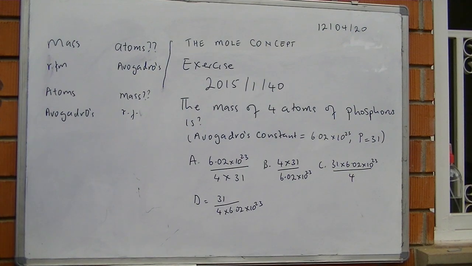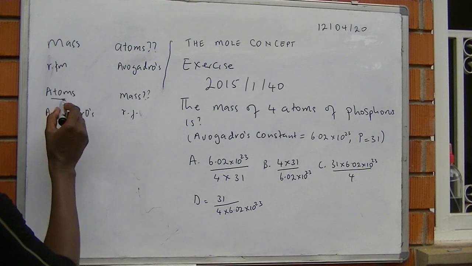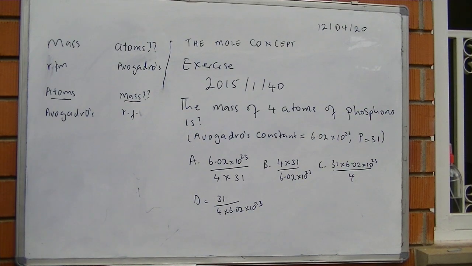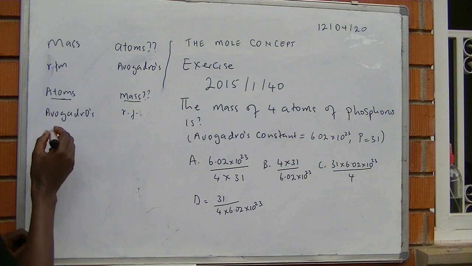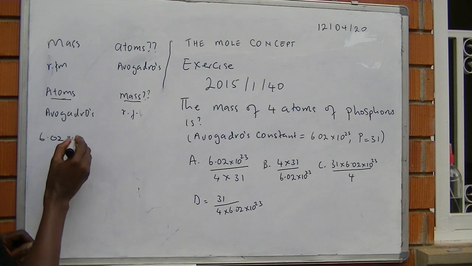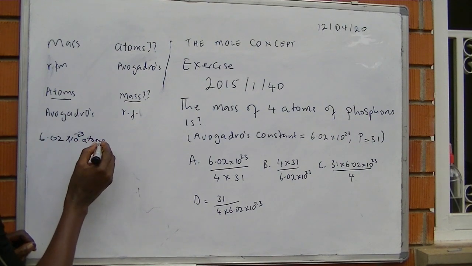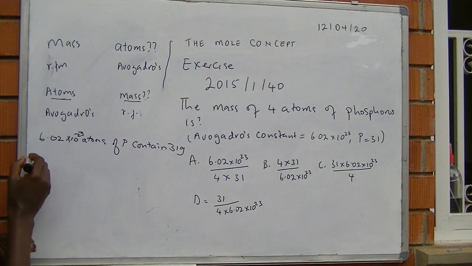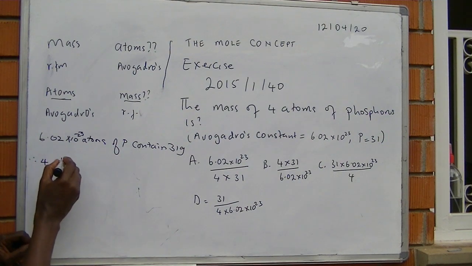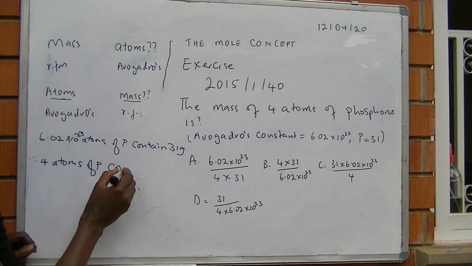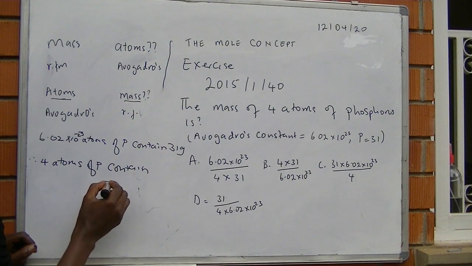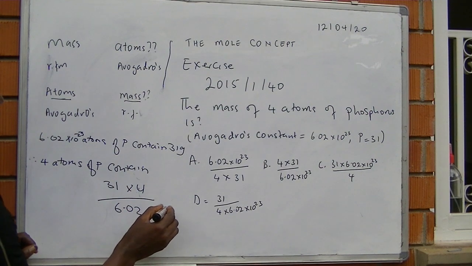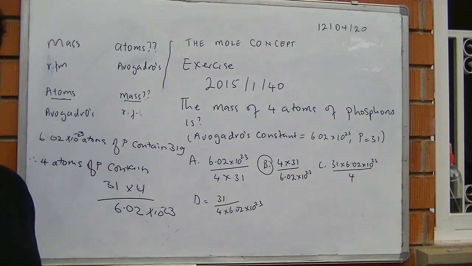Remember our format. We are given atoms and they want the mass. So I begin with Avogadro's constant to represent the relative atomic mass of phosphorus. This is the same as 6.02 times 10 power 23 atoms of phosphorus containing 31 grams. What about the four atoms of phosphorus? I cross multiply, which is 31 times 4 over the Avogadro's constant. And our answer is objective B.